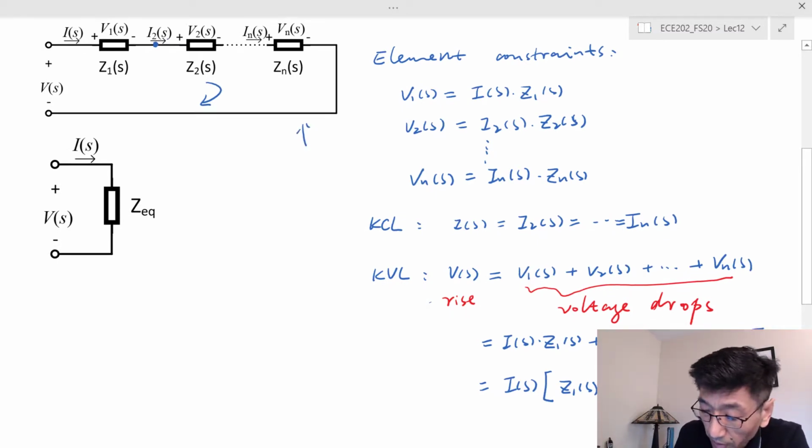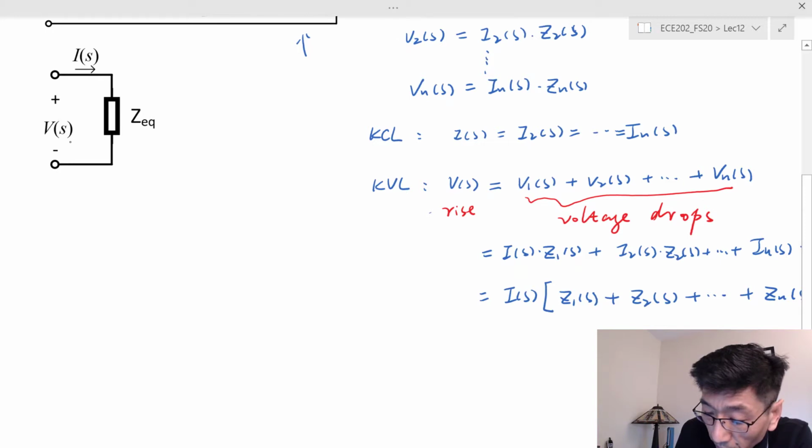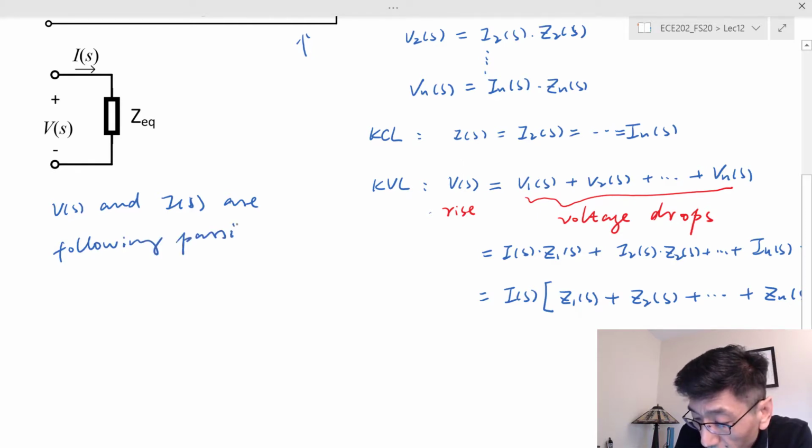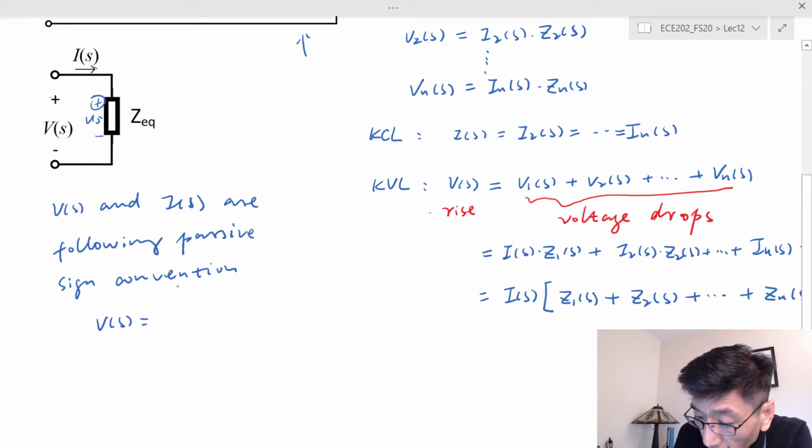If we have the equivalent circuit, in this case V sub s and I sub s are following the passive sign convention as well, right? Because this one is going into the positive terminal. If you can see this and you move the V sub s here, this definitely is going into it, so passive sign convention. Therefore, we have V sub s, which is a function of S, equal to I sub s times Z sub EQ, the equivalent impedance.